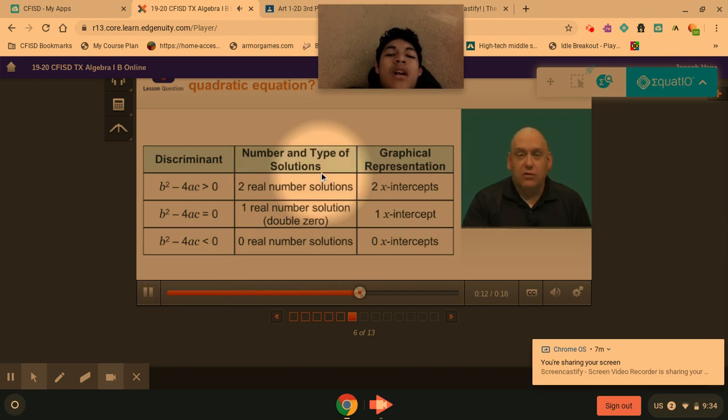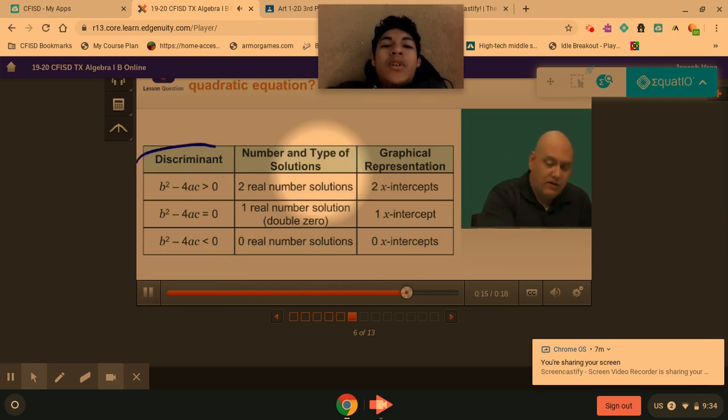Now we're going to explore equations that have discriminant values that need to be simplified.